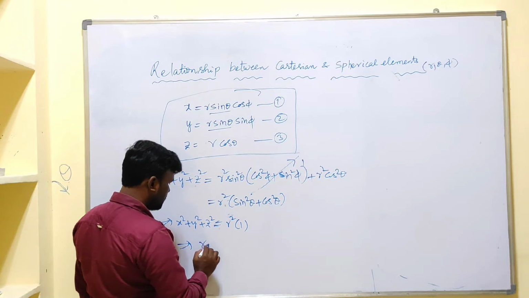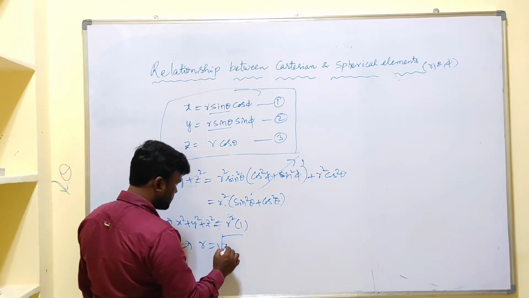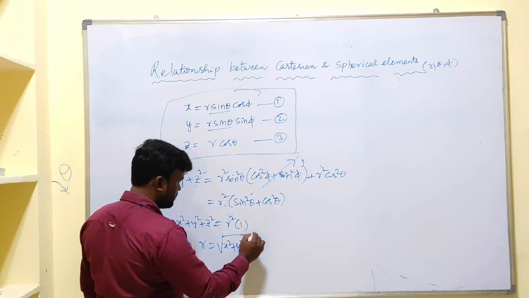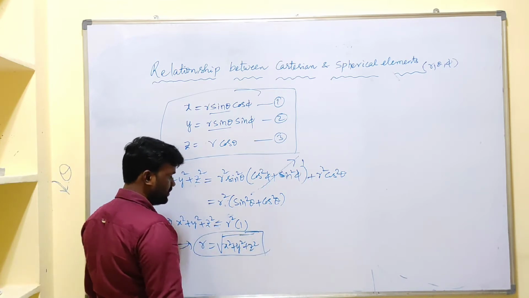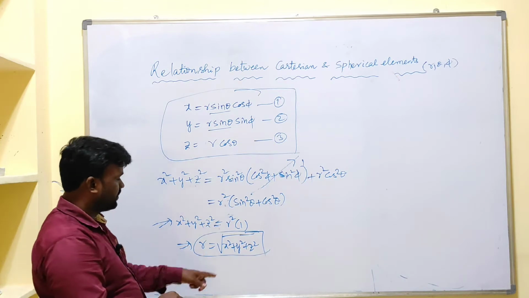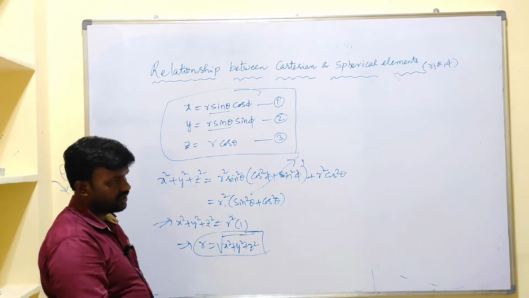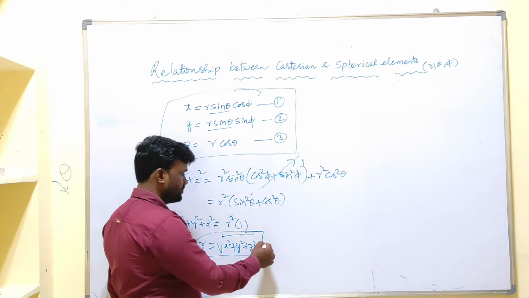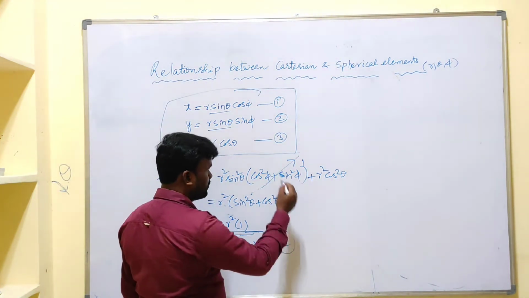Then what about r? We can write r as under root x square plus y square plus z square. So this is our r. That means a spherical element, that is the radius of the sphere, in terms of the Cartesian elements x, y, z. So let us say it is equation 4.